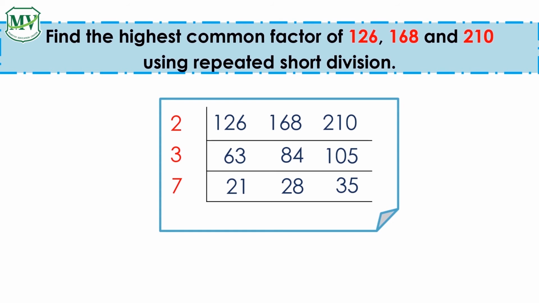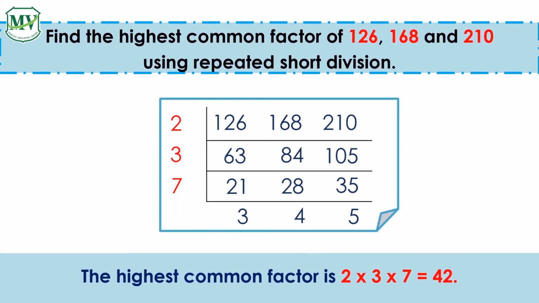So, 21 divided by 7 equals 3. 28 divided by 7 equals 4. 35 divided by 7 equals 5. Then, we will multiply the common factors to get the highest common factor. 2 times 3 times 7 equals 42. So the highest common factor is 42.